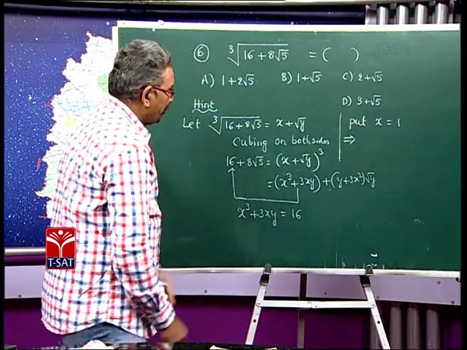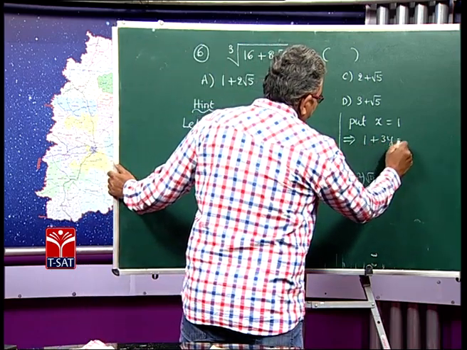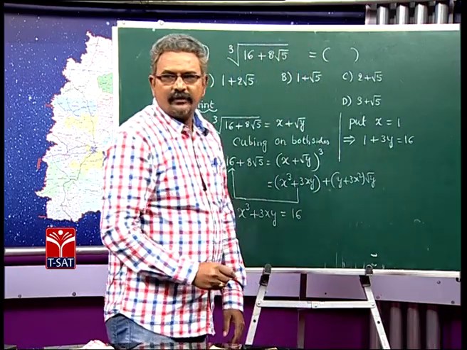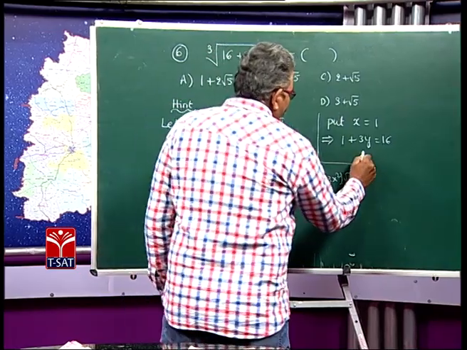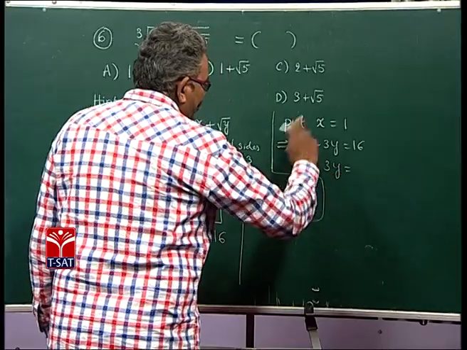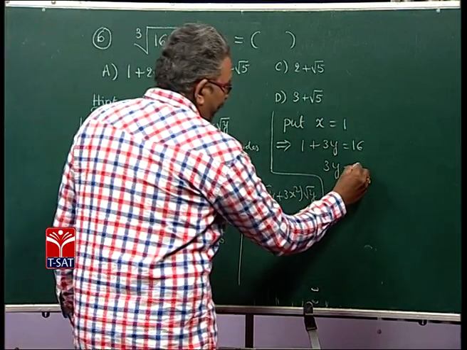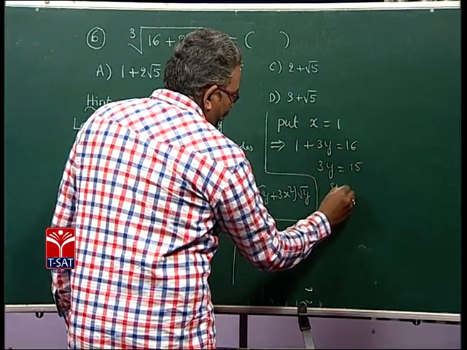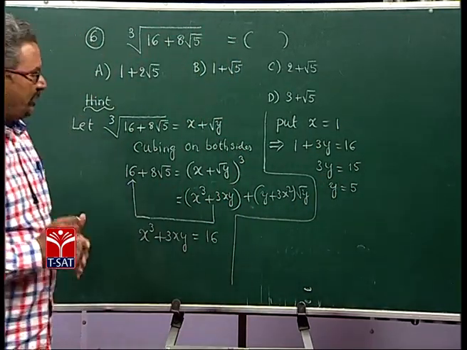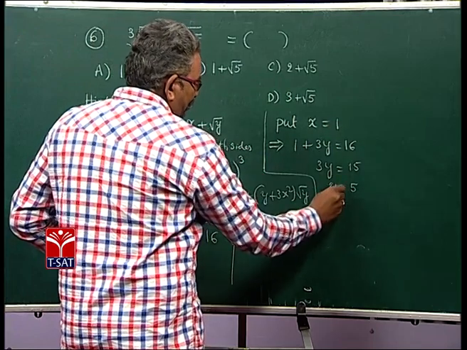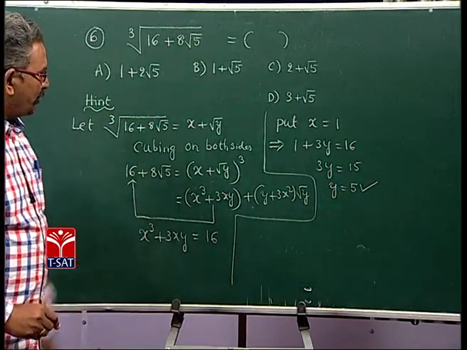So, if you substitute x is equal to 1, what do you get? 1 cube is 1. So, 1 plus 3y is equal to 16. Now, 3y is equal to, transpose 1 that side, what do you get? 16 minus 1, 15. Y is equal to 15 by 3, that is 5. Stop. Y is an integer. Yes, x is equal to 1, y is equal to 5. So, replace here x plus root y.